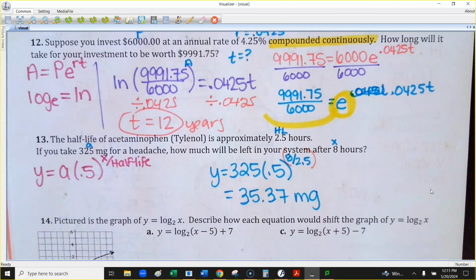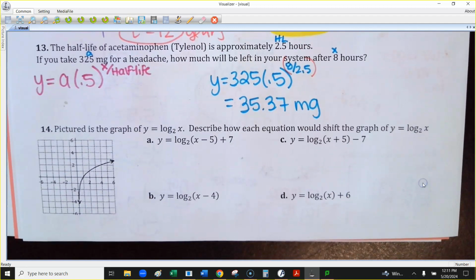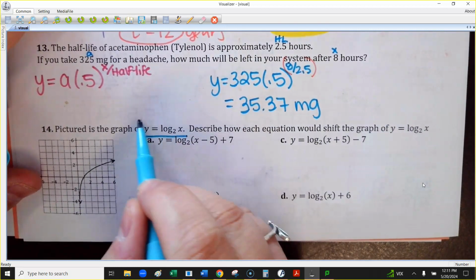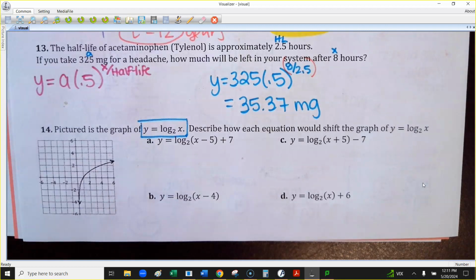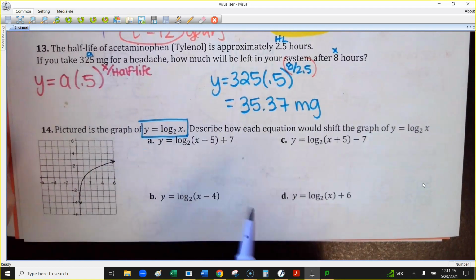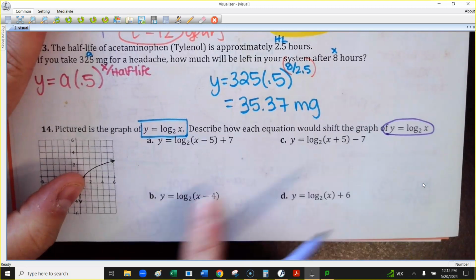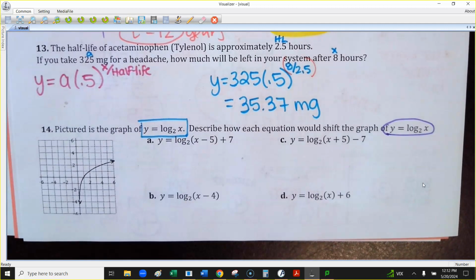So those formulas are all going to be important because you're going to use them on the final. Now, all I'm doing at the bottom, this is just a graph of y equals log base 2 of x. I don't know why you're not writing this down. This is all in the final. All right, all you're doing here is just describing how these changes to the equation would move the graph. All right, so just log base 2 of x.